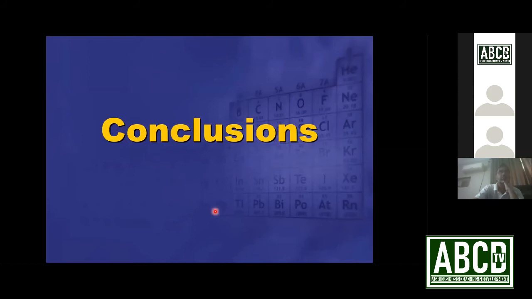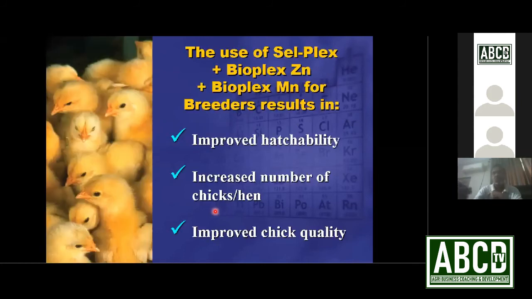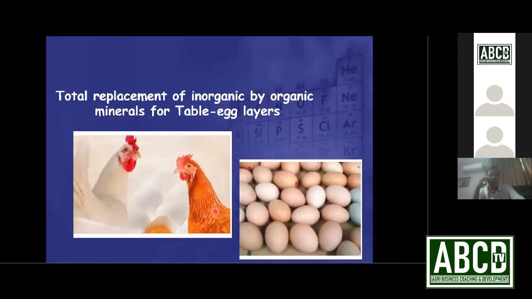So in conclusion from these breeder trials, we can see that the use of CellPrex, BioPlex zinc and BioPlex manganese, a combination of them, would improve hatchability, would increase the number of chicks per hen, and also improve the chick quality. Now I'm going to show you quickly some other studies that have been conducted in Brazil.